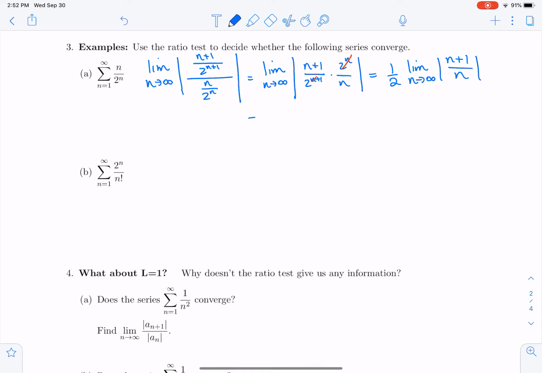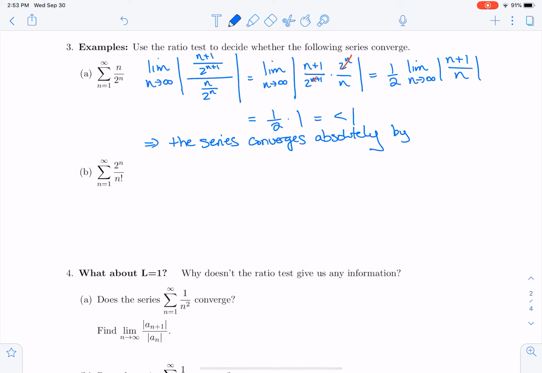So I now take the limit. I'm going to get 1/2, and then the limit of (n plus 1) over n is 1. And so my limit L is 1/2, which is less than 1. And so then I can conclude that the series converges absolutely. Now, I don't really need to say absolutely because all the terms are positive, and so that's kind of obvious. But again, that is generally what you can say. So the series converges absolutely by the ratio test.